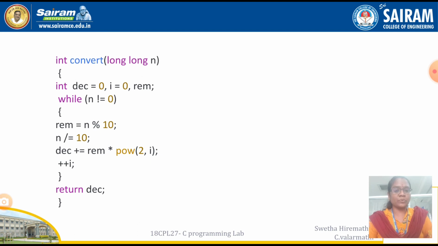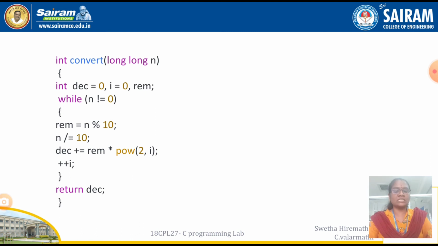First point is the function header. It returns an integer, the name of the function is convert, and it takes a long as an input variable. Then the next step is writing the function body. First we need to declare the local variables required for this implementation. First we consider decimal value, that is the real output. Before moving on to the logic, decimal should be declared as 0. So decimal equal to 0, then i equal to 0, and remainder is also one of the local variables.